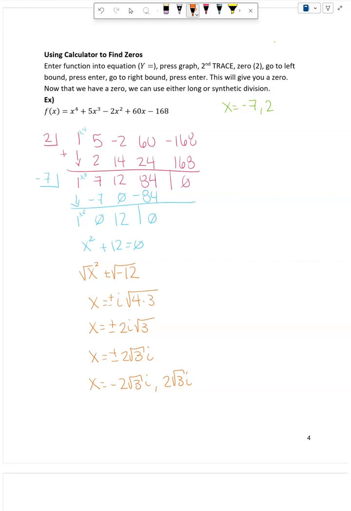So, all of our zeros would be, we'd have -7, -2 square roots of 3i, and then 2, and then 2 square roots of 3i. How about that? Y'all like that? Look good to you? And we had the 4th degree, so we expected 4, and we got 1, 2, 3, 4, so there you go.